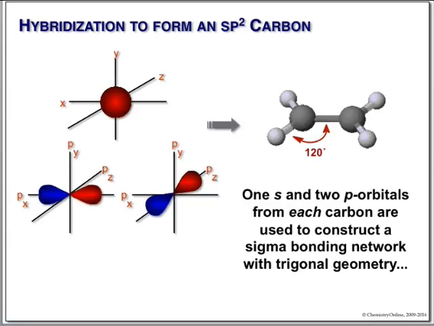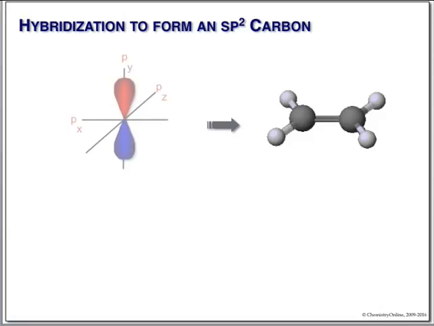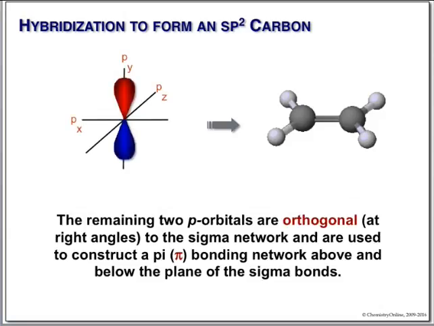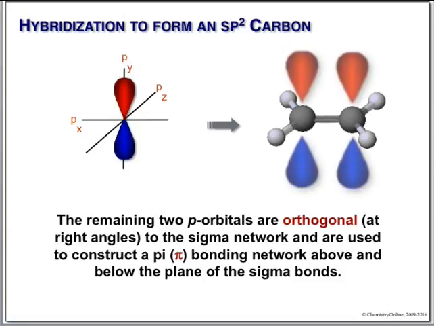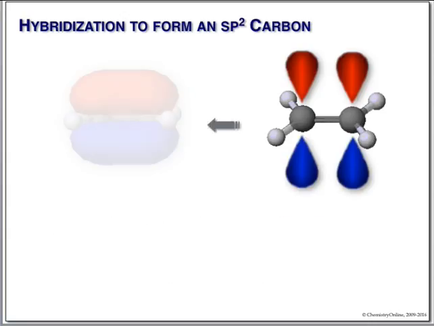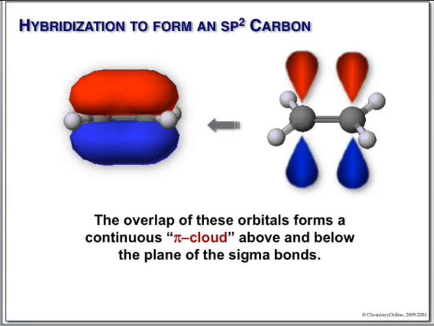remember each of these carbons still has a p orbital left, doesn't it? Each of these still has a p, one that we didn't use. So let's draw it in there. Now, these p orbitals can line up. When they do, they share electrons. And this forms what we refer to as a pi bond.